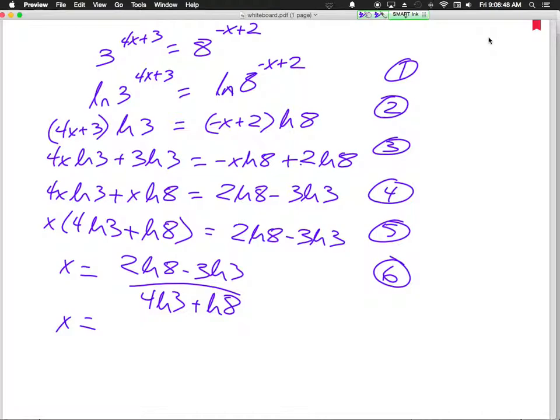Anybody get it? No. I got x equals 0.133. That's what I got. You got something different, Brandon? Yeah, I got 161. 2 natural log of 8 minus 3 natural log of 3 over 4 natural log of 3 plus natural log of 8. What did you do? I put 3 natural log of 3.